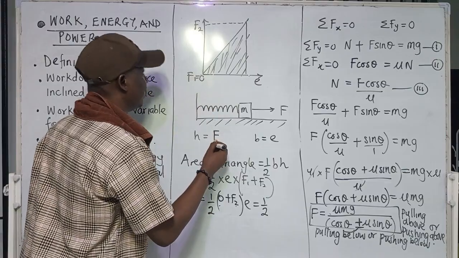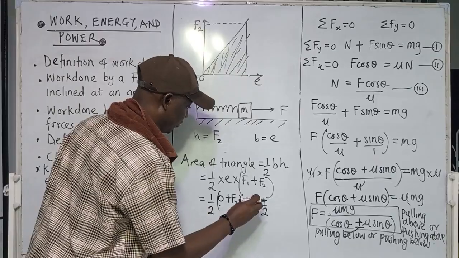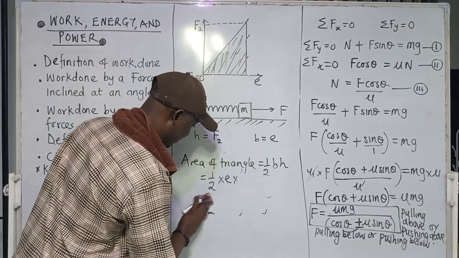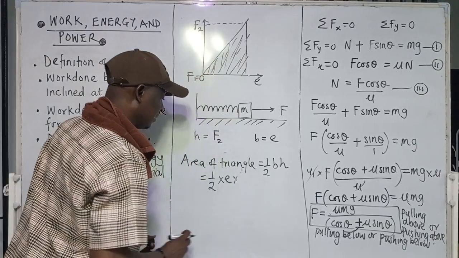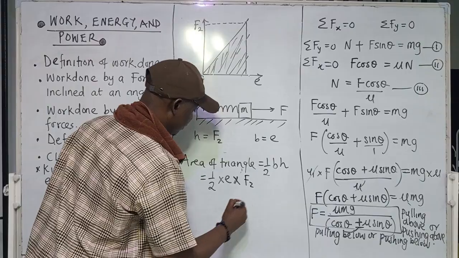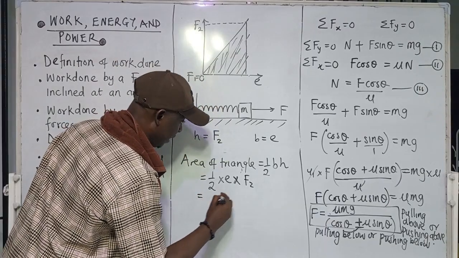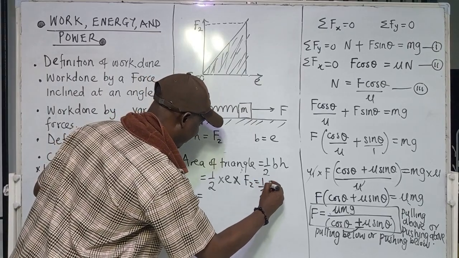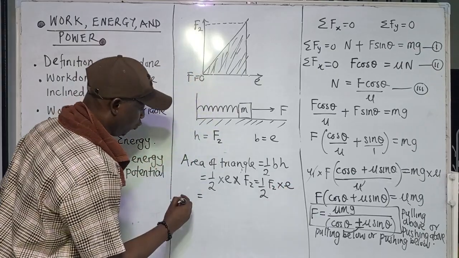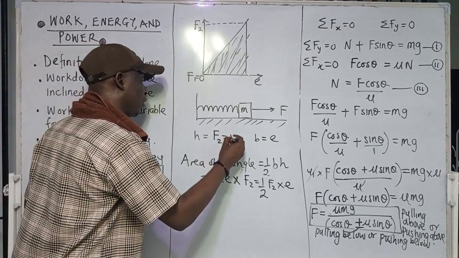F2 minus F1, which is F2. Now, if you want to use it, look at the board, please. In other words, half base times what is the height now? F2. Now, what is F2? F2 is the force applied, which can now give us half. I can write that as F2 times what? Extension. So half Fe, that's what happens. Let F2 be equal to our F.